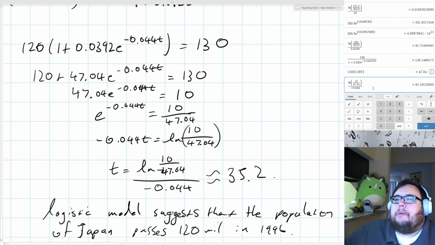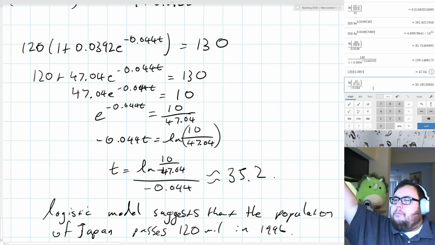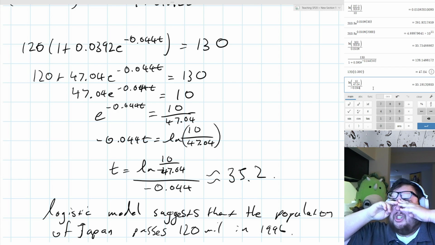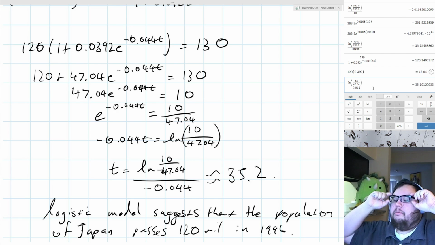I want to say that Japan had a pretty big population boom in the 1990s, and that might not be 100% accurate, but that's what our model says.